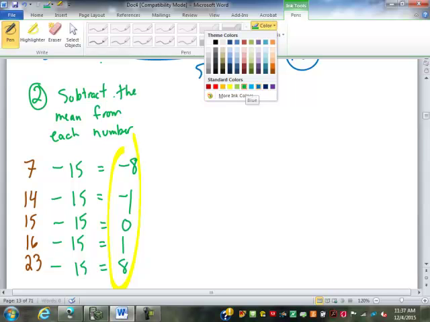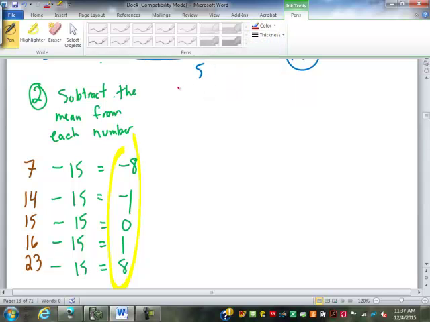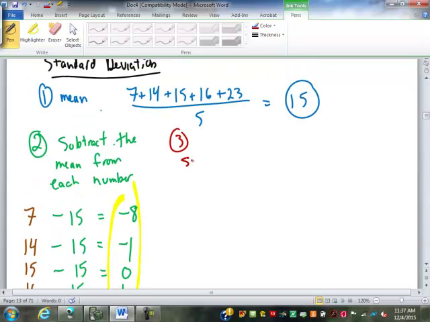Step 3 then is to square each of those numbers. So negative 8 squared is, now if you punch this in your calculator incorrectly, it's going to tell you negative 64. That is not correct. What should it be? Positive 64. Negative 8 times negative 8. A negative times a negative is positive.